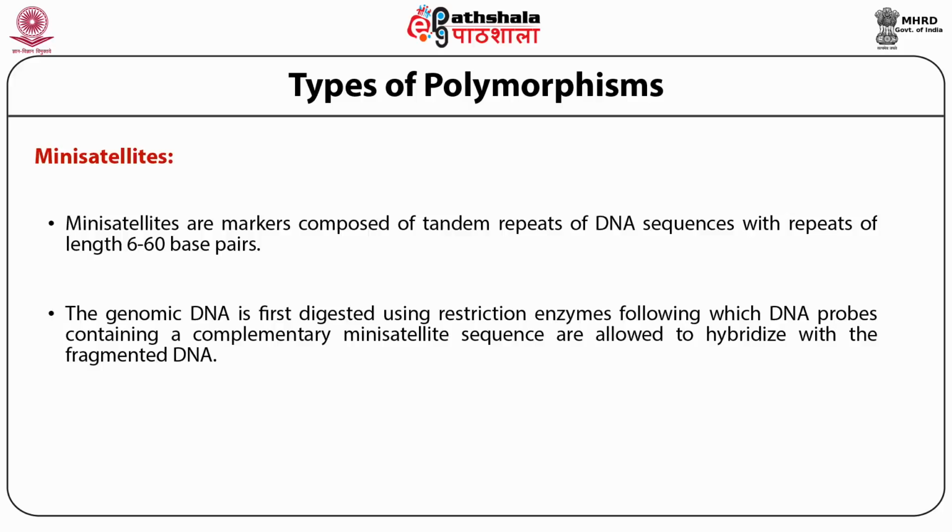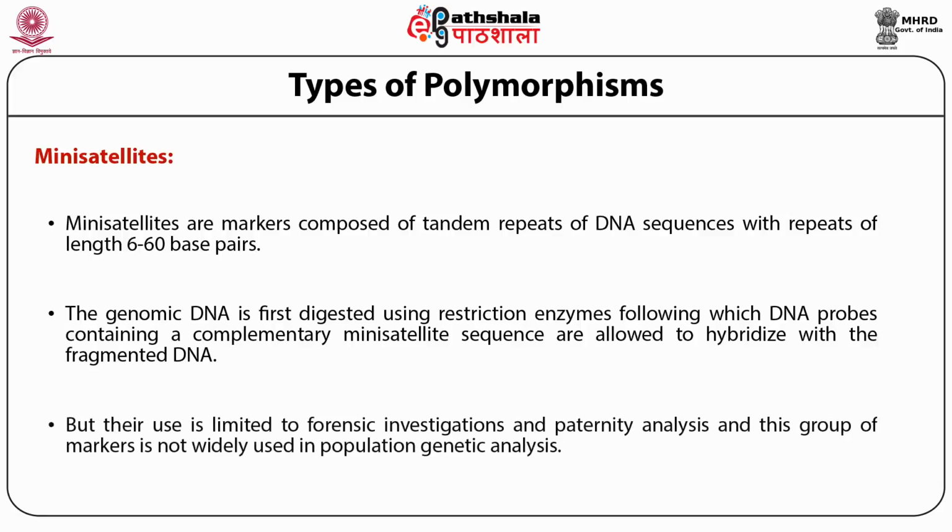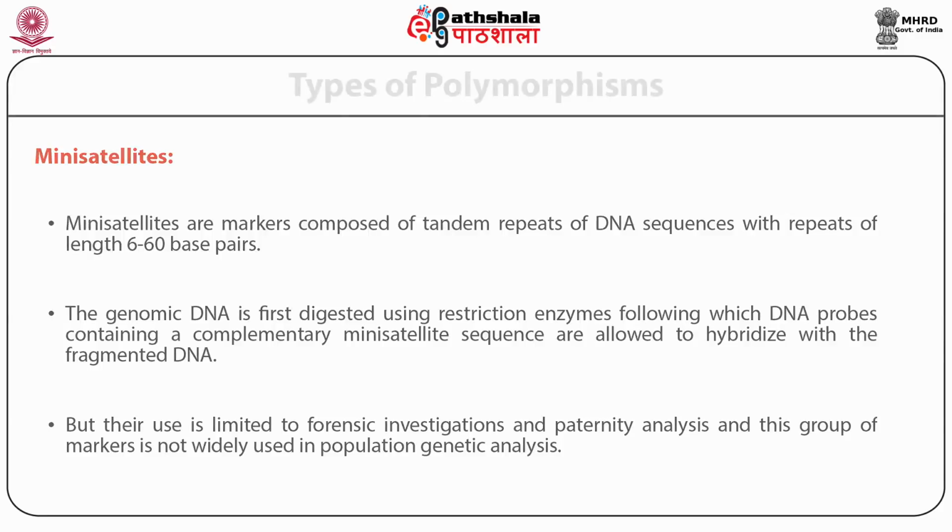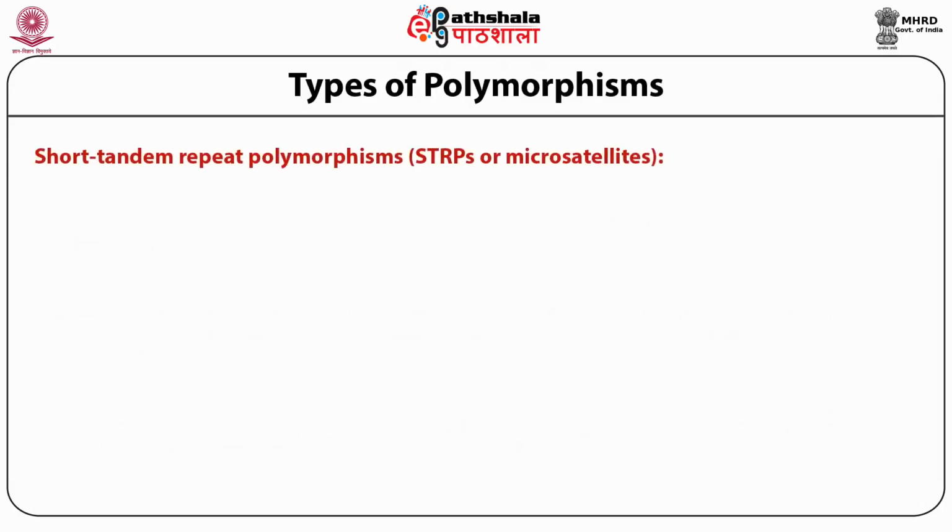The minisatellites are highly polymorphic markers due to their length, and this characteristic has found them application in DNA fingerprinting. But their use is limited to forensic investigations and paternity analysis, and this group of markers is not widely used in population genetic analysis. Then we have short tandem repeat polymorphism, that is STRPs, or microsatellites.